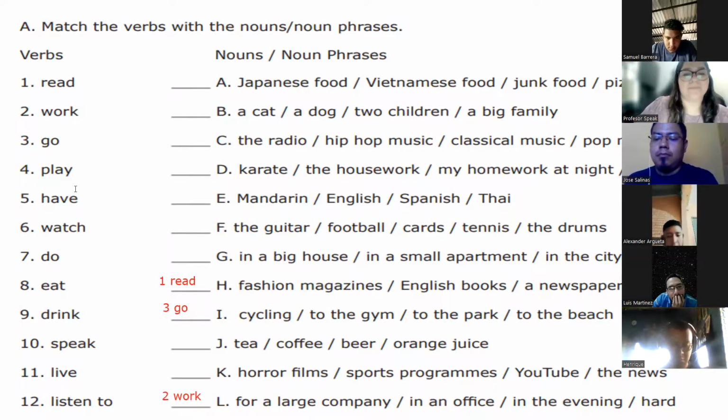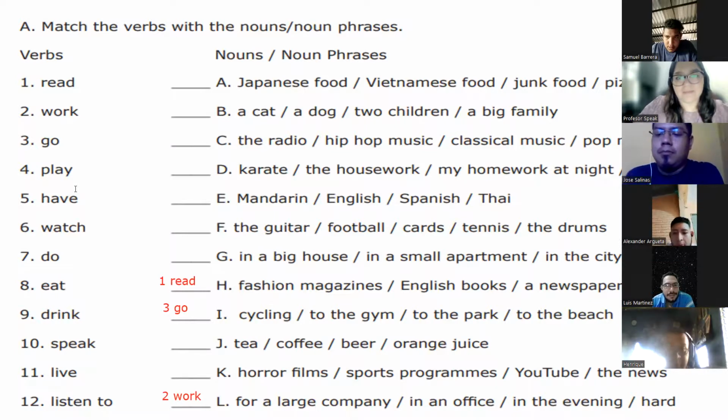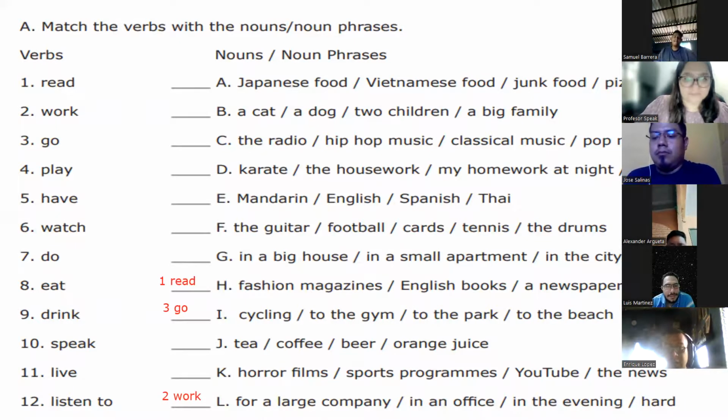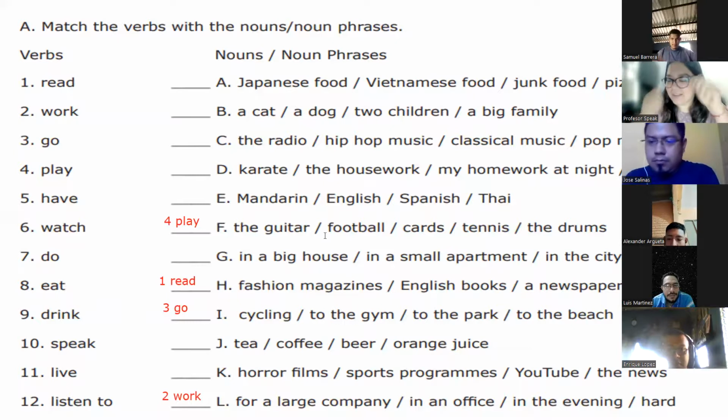Enrique, play. Sería F. Read it, please. Play the guitar, football, cards, tennis, the drums. Exactly. Play the guitar no es jugar. En ese caso, play es tocar. Tocar la guitarra, tocar los drums, ¿verdad? Good. Thank you, Enrique. Listen to Samuel.